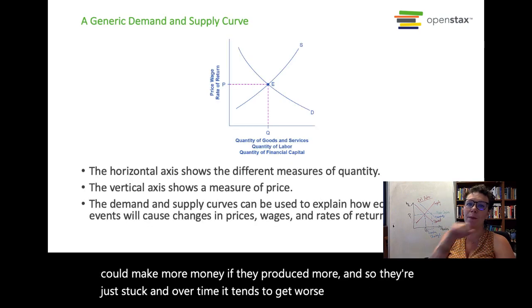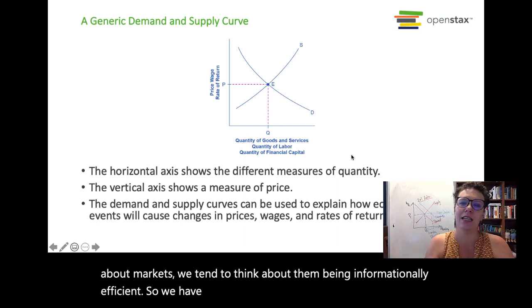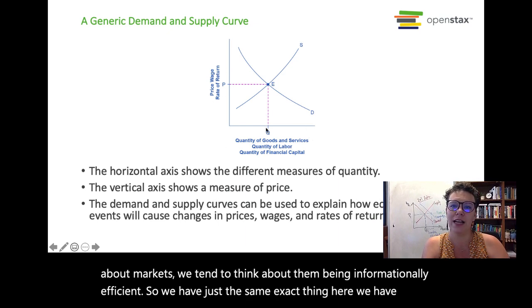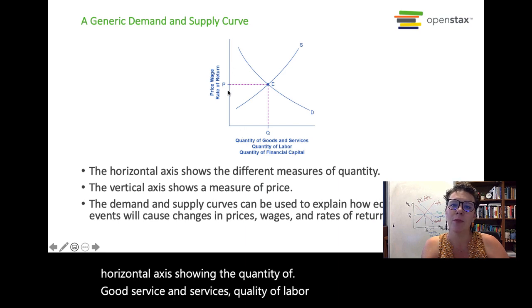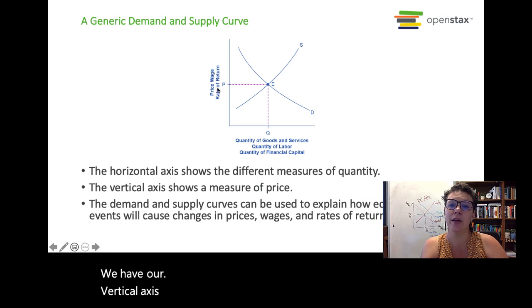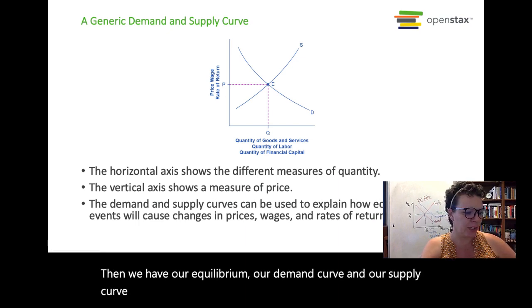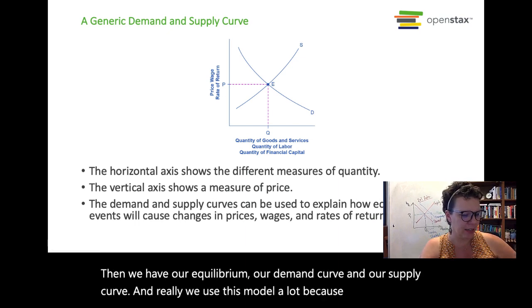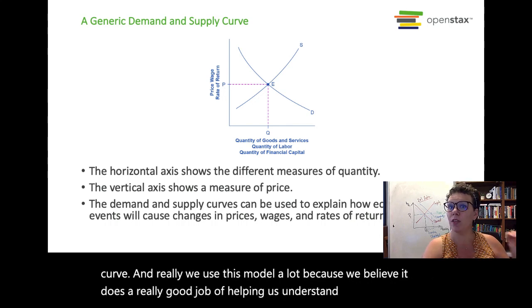So when we think about markets, we tend to think about them being informationally efficient. So we have just the same exact thing here. We have a horizontal axis showing the quantity of goods, services, quantity of labor, quantity of capital. We have our vertical axis showing the price, the wage, or the rate of return. Then we have our equilibrium, our demand curve, and our supply curve. And really, we use this model a lot because we believe it does a really good job of helping us understand how these things work.